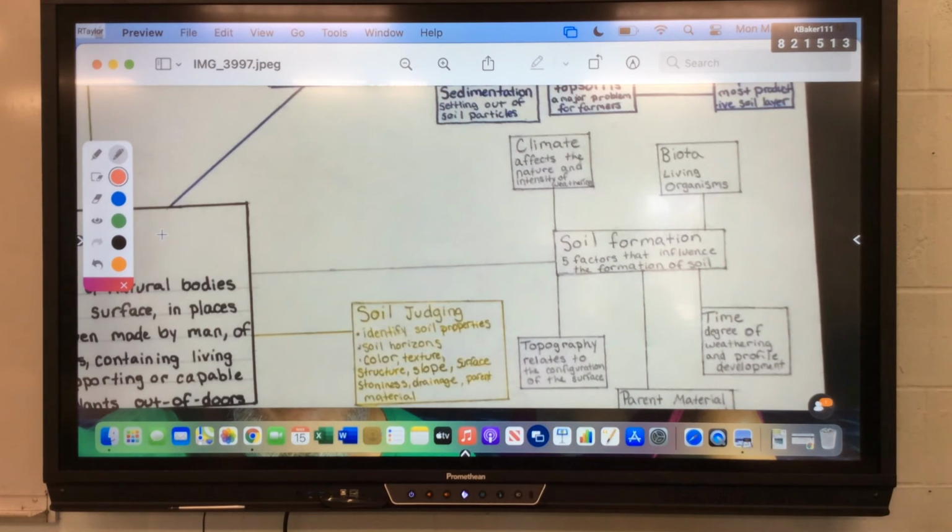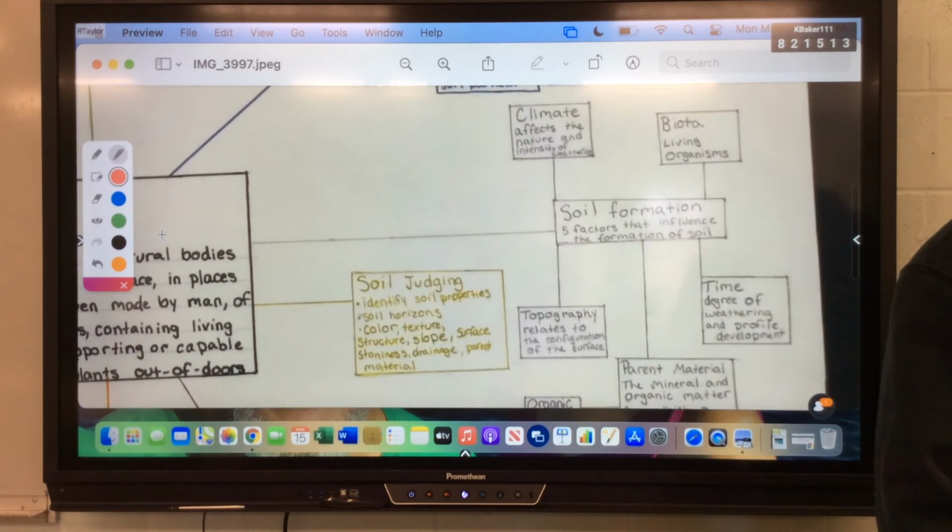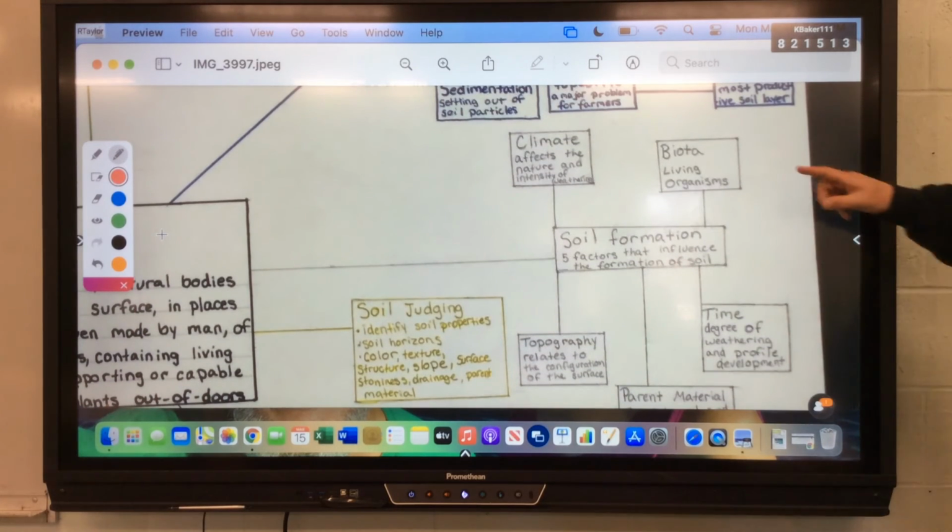And there are 5 factors that determine how a soil develops into the soil that it is today. Each of these 5 factors, depending on what it does, makes the soil in a location different from other locations. Every location has its own soil. So the 5 soil forming factors are, starting up here on the top, 5 lines coming off. The first one we'll talk about is climate.